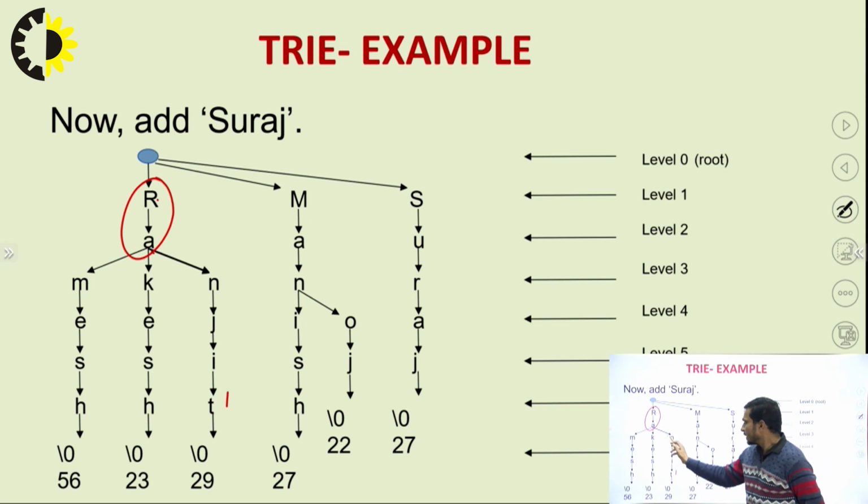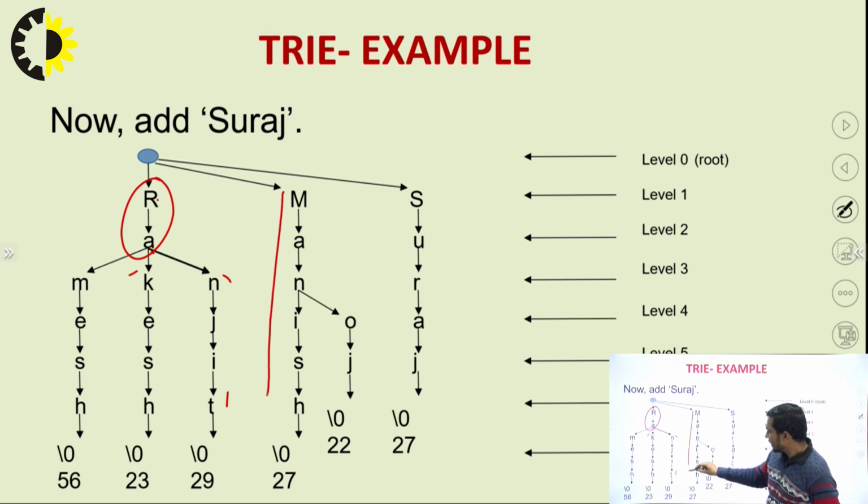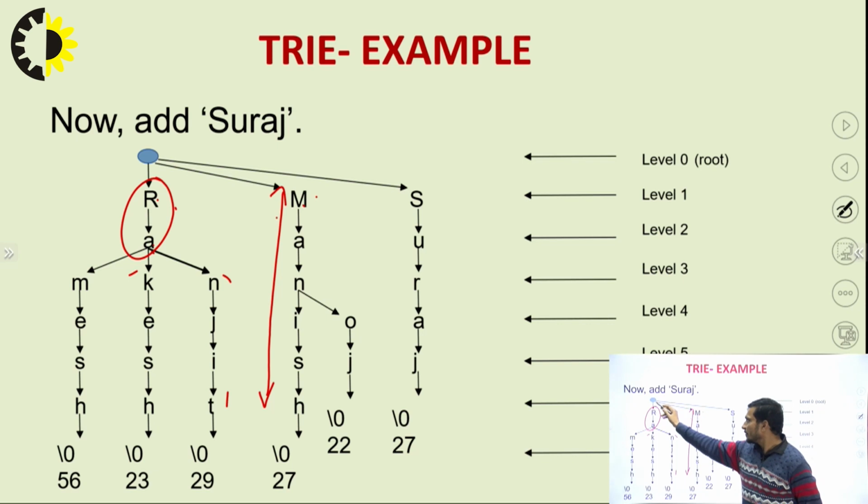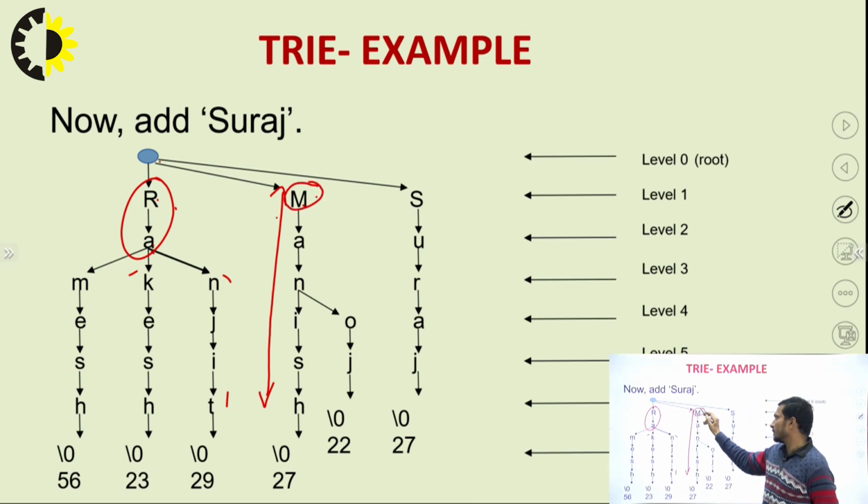So in that way, after A, we will either go to M or K or N. We will go to M for Ramesh, we will go to K for Rakesh, and we will go to N for Ranjit. Now, another name is, let's say, Manish. There is nothing common in Rakesh and Manish, so we do not have any common prefix here. That is why we will add a separate node for this M here.